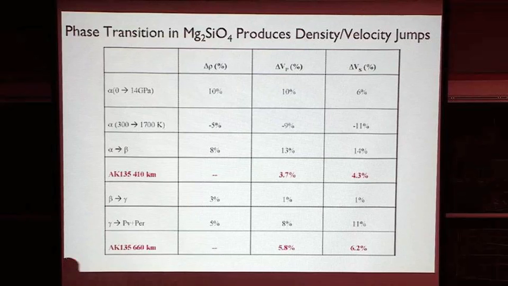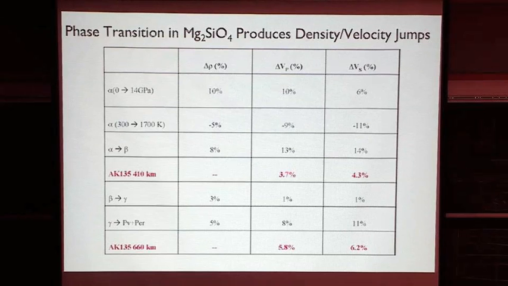So if you look at the boundary, the changes, the delta P, this is changed just as a function of pressure from 0 to 14 GPa. This is compression alone within the same phase. And then this is the thermal effect. If you just increase temperature, how much change it will produce. And this is the result of phase transition from alpha to beta.